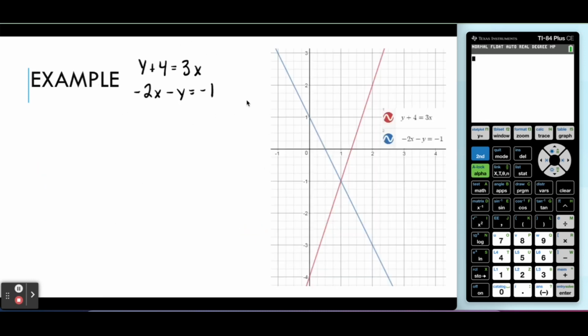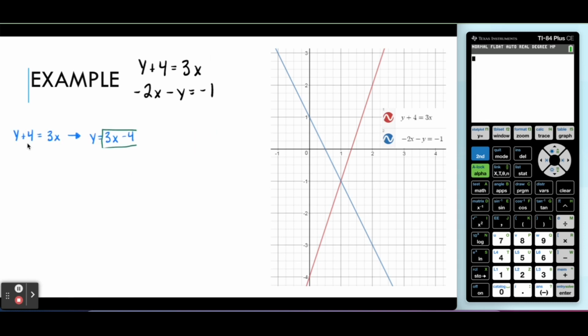If I have these two functions, y plus 4 is equal to 3x, and negative 2x minus y is equal to negative 1. I graphed it for you on the right-hand side, however, it's not always going to be given to us. Let's try and use the substitution method in order to solve this question. First step is to isolate a variable. Now you can use any of the two functions. It doesn't matter which one you want to choose.